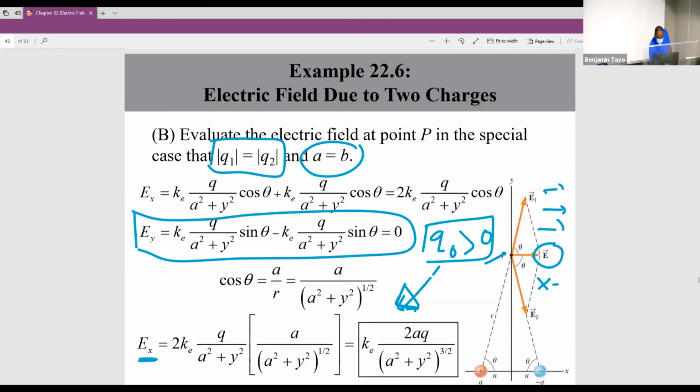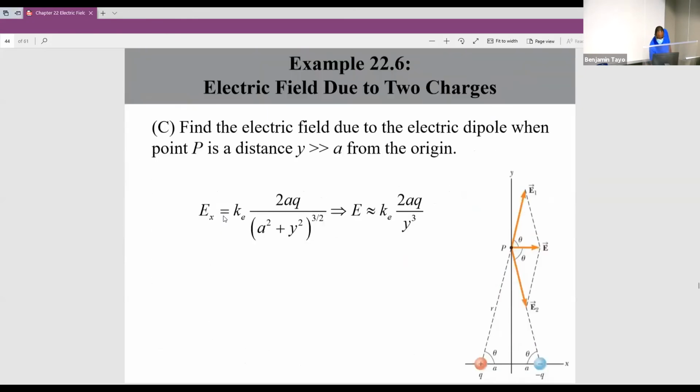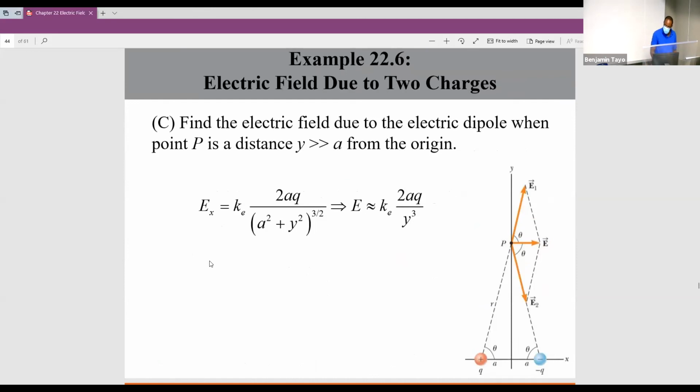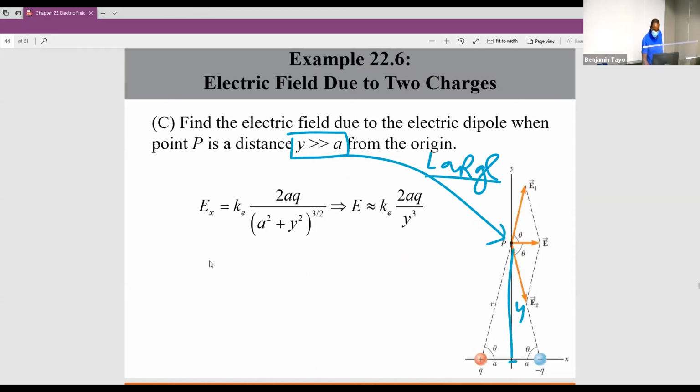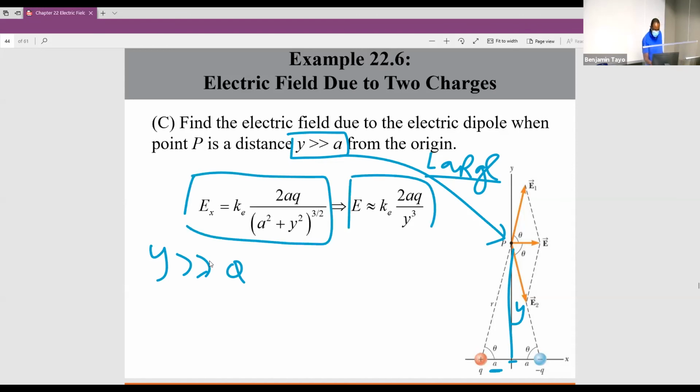All right, now let's see. So finally here, we're just saying, what happens when this point P is placed at a very large distance, so that the height from here to here, which is Y, is way bigger than A, where A is this distance. Then under this approximation, we can say that this electric field becomes that.